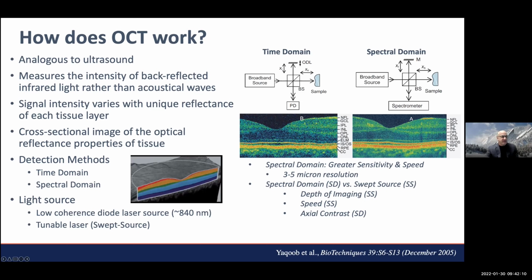What scans and information does OCT provide in spectral domain? Those can be differentiated with two different light sources now for spectral domain OCT. Now you can get OCT in the spectral domain using either low coherence diode lasers at about 840 nanometers or a tunable laser of a slightly higher wavelength using swept source technology. Due to the tunable wavelengths of swept source technology, if you're interested in those, they provide a greater depth of imaging and a greater speed of acquisition. They, however, sacrifice a little bit of axial contrast.